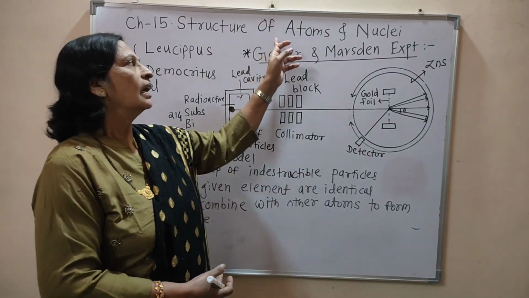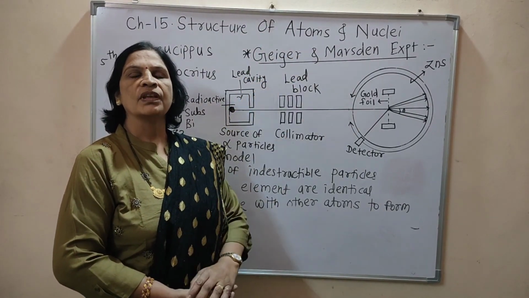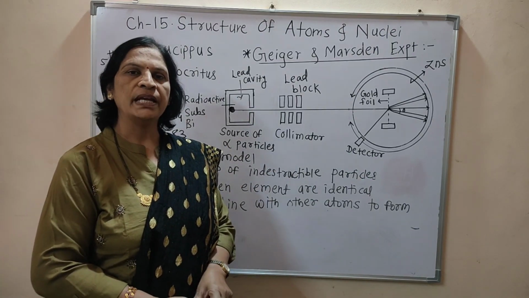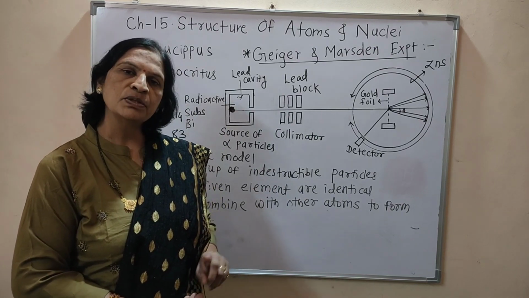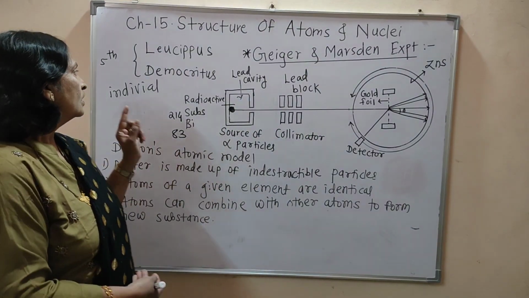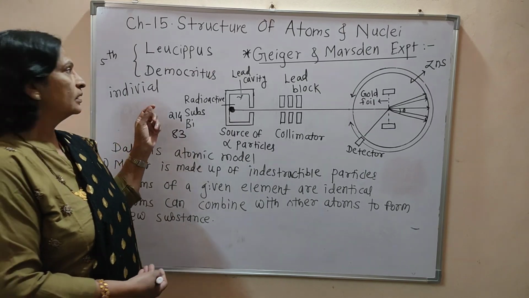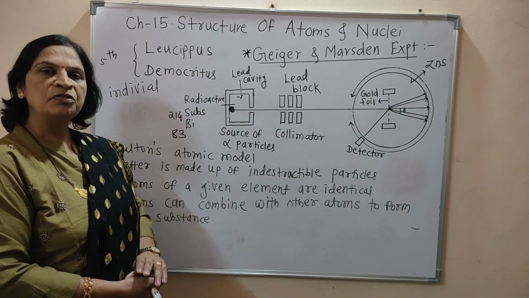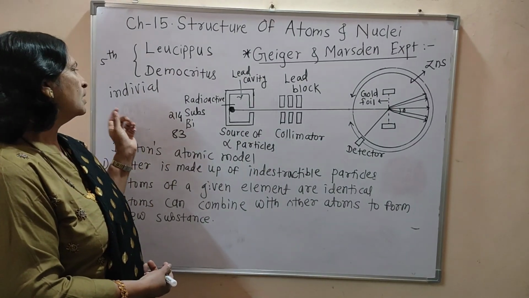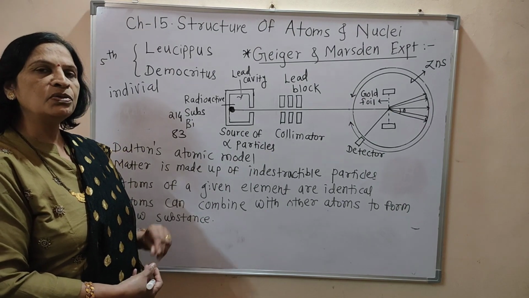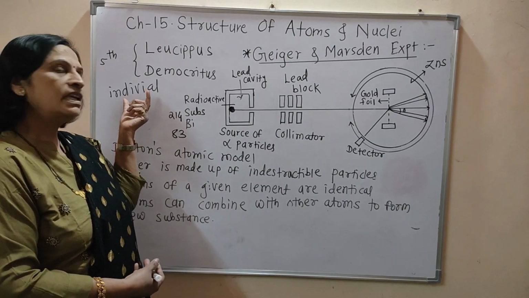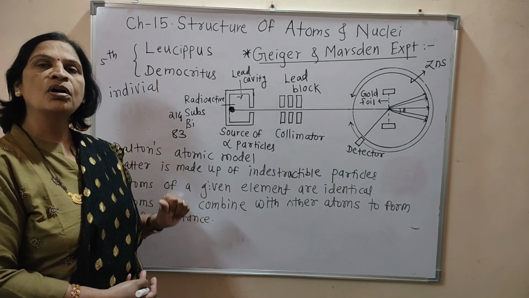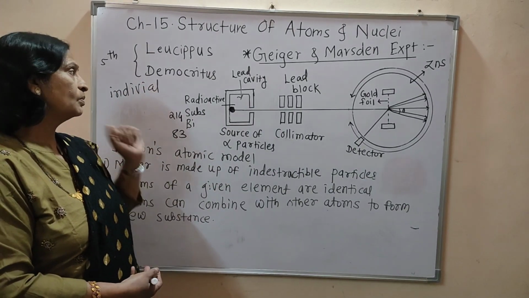Firstly, we have to study the different models of atom proposed by different scientists. The first model was proposed by the Greek philosophers Leucippus and Democritus. In the 5th century, they proposed that matter is made up of individual particles, and that is called the atom. That is the first model.